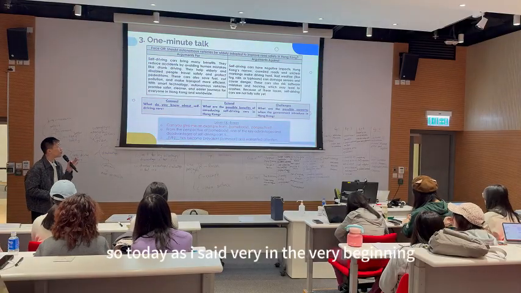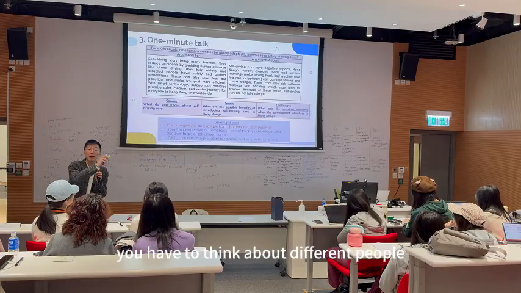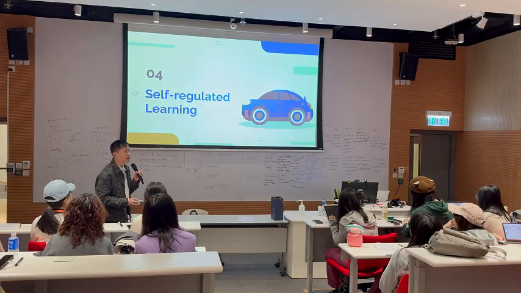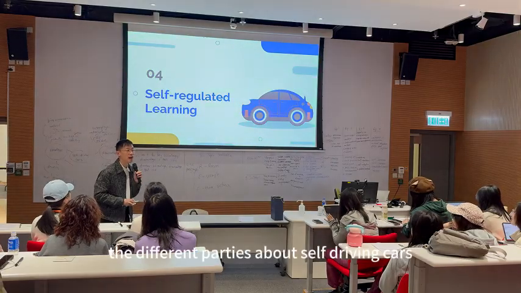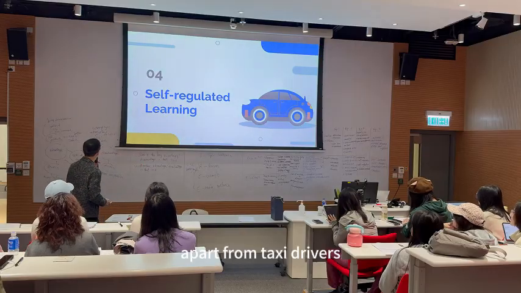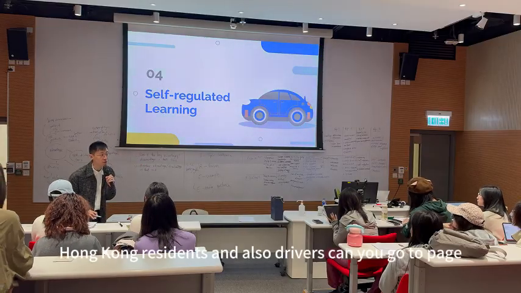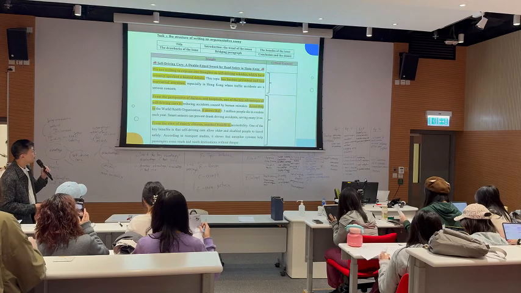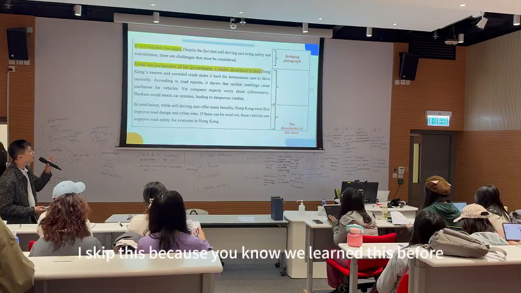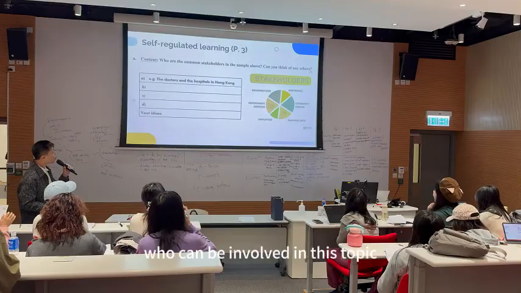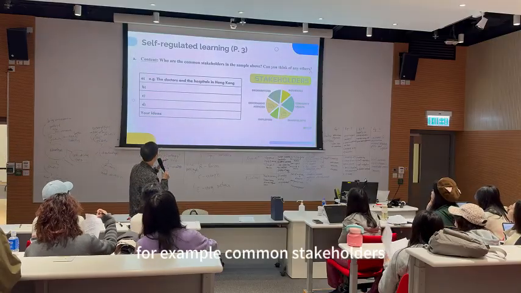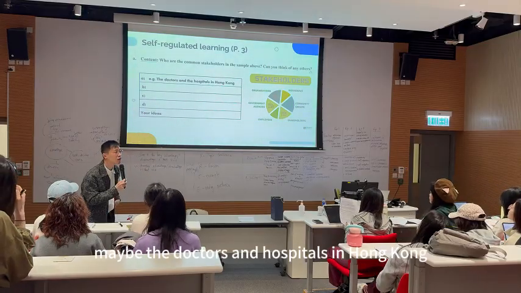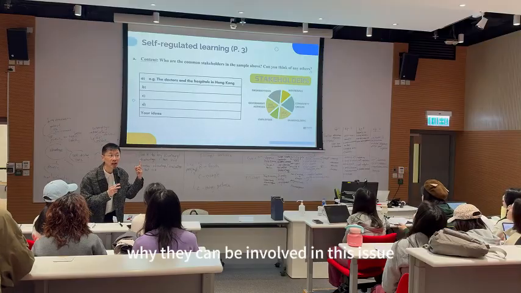Okay, so today, as I said at the very beginning, you have to think about different people when you think about the argument. Who can be the different parties about self-driving cars, apart from taxi drivers and Hong Kong residents and drivers? Can you go to page 3 of your learning guide? I skipped this because we learned this before. Okay, who can be involved in this topic? For example, common stakeholders, maybe the doctors and hospitals in Hong Kong. Why can they be involved in this issue?